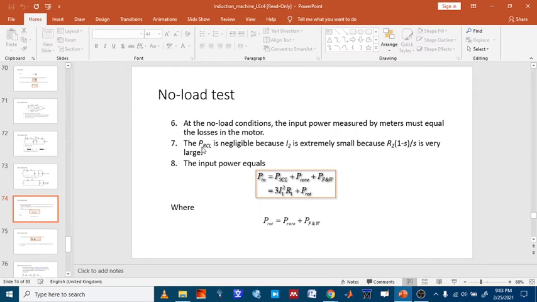They're saying that the P rotor copper loss is negligible because I2 is extremely small. Because of this, the input power P in should be equal to the stator copper loss, the core loss component, and the friction and windage loss. We do not consider the rotor copper loss because I2 is very small. Therefore, it reduces to 3 I1 squared R1, the stator copper loss, plus P rotor, which is equal to P core plus P friction and windage loss.